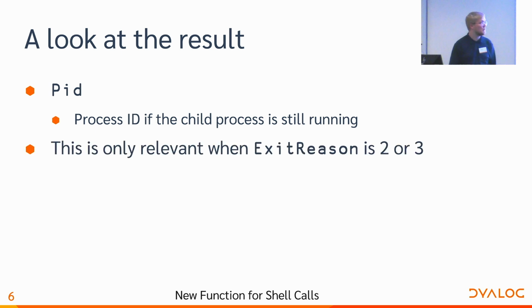In the last two cases, where quad shell timed out or the user interrupted it, the child process might still be running in the background. Then we might have to do some cleanup afterwards, so that's why we include the process ID as part of the result. And in the other two cases where the child process did finish, the PID field of the result will just be -1 or something.